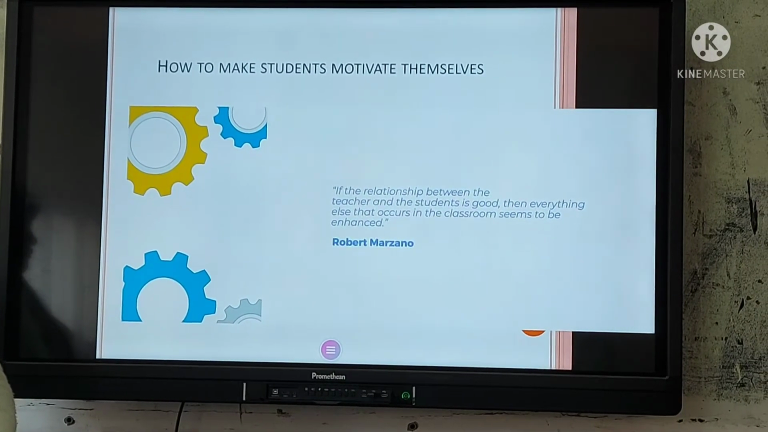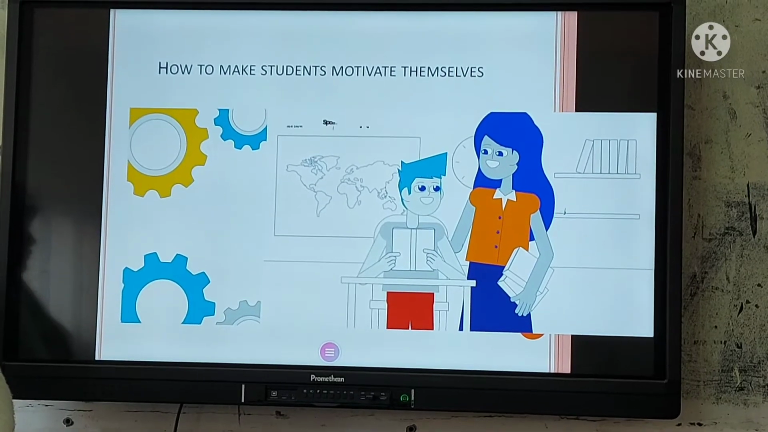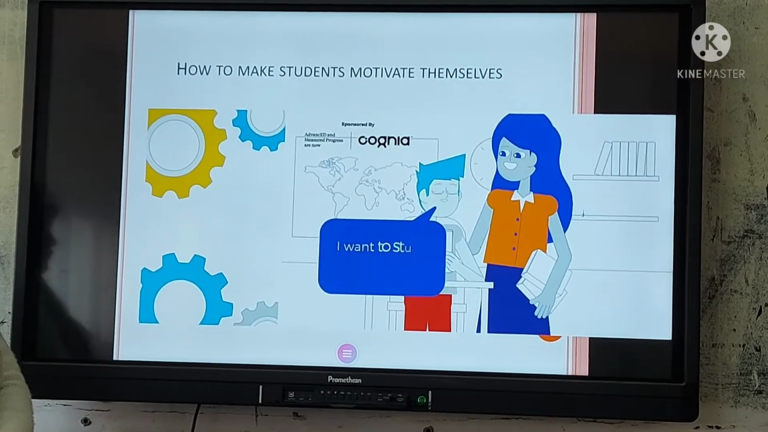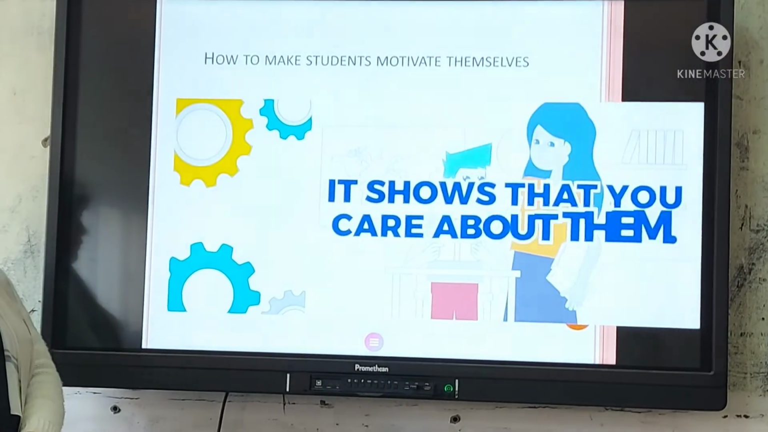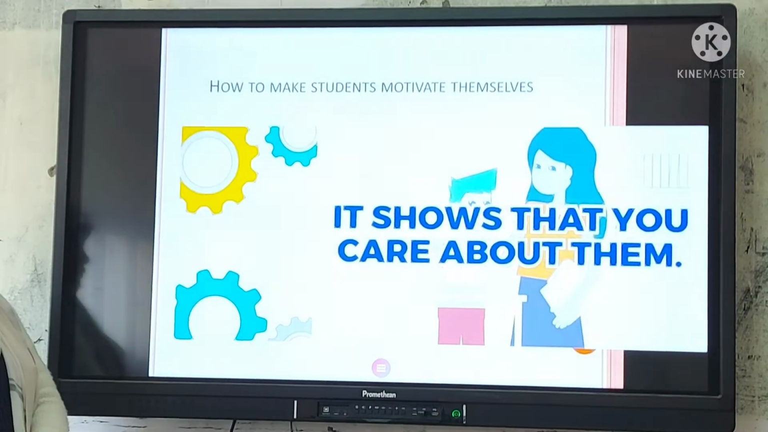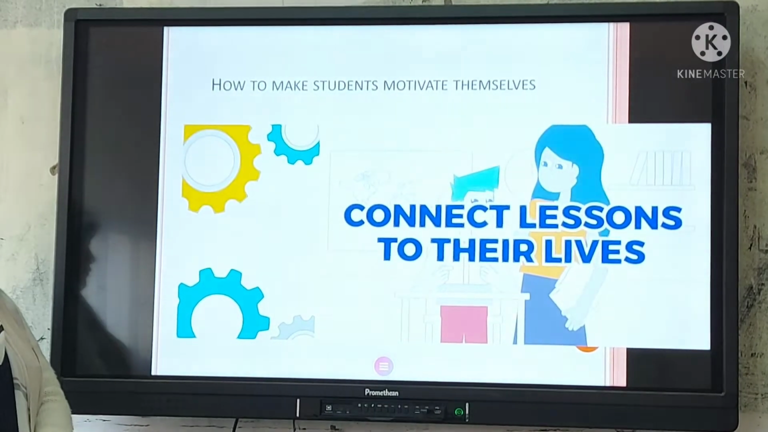Here are some ways to strengthen that relationship. Learn the hopes, dreams, and interests of your students. Not only is that likely to make them feel like you care about them, it can also give you ideas on how you can connect lessons to their lives.